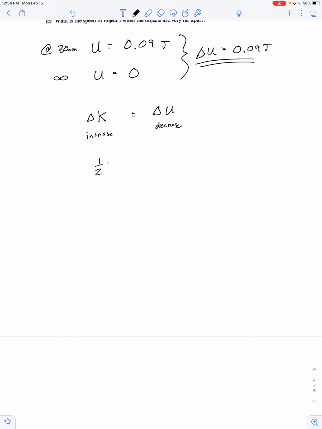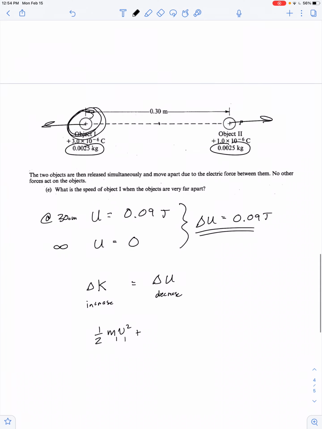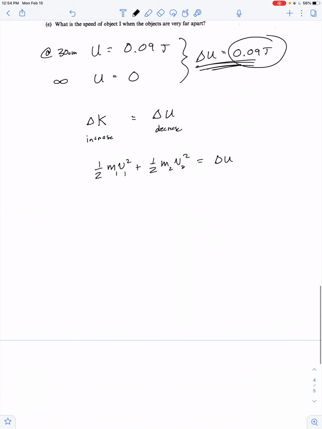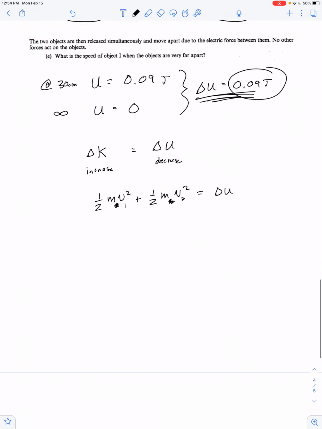1/2 m1 v1 squared, so that's for the 3 microcoulomb charge, plus 1/2 m2 v2 squared has to equal the change in potential energy, which we're going to substitute as 0.09 joules, but as always we'll save the numbers for last. But the masses of these two objects are equal, so I don't really need subscripts 1 and 2. And likewise, because of the law of conservation of momentum, we know that v1 has to equal v2, so I don't really need subscripts there either.